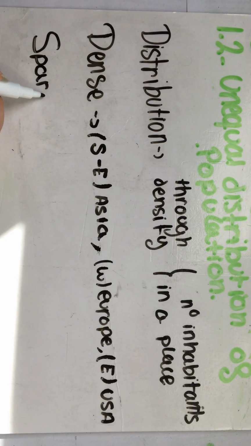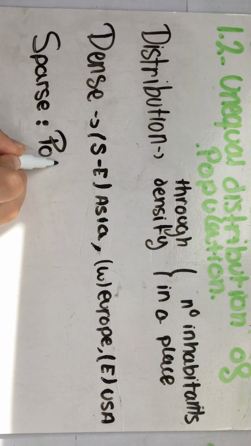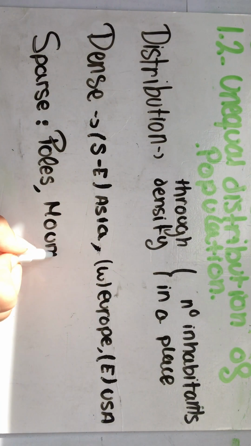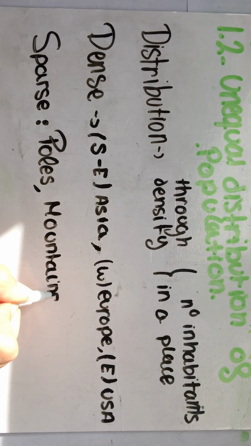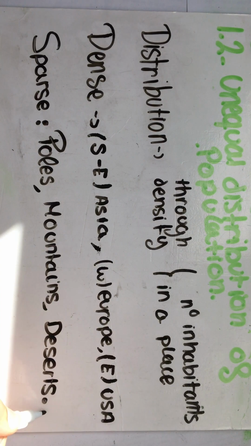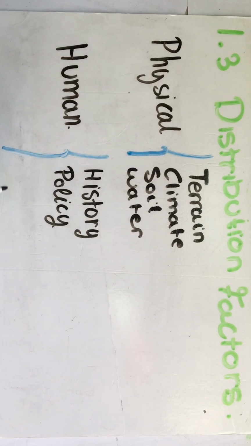Unequal distribution of population. Recently, the Earth's population has reached 8,000 million people. Population distribution is analyzed according to population density, the number of inhabitants in relation to the area of a territory in square kilometers. Now I'm going to talk about the distribution factors, that is, the unequal distribution of the Earth's population, which is caused by two main factors.